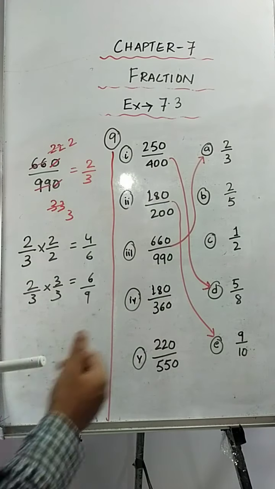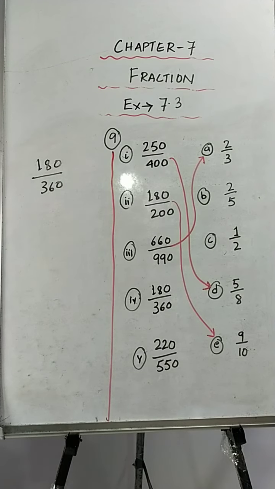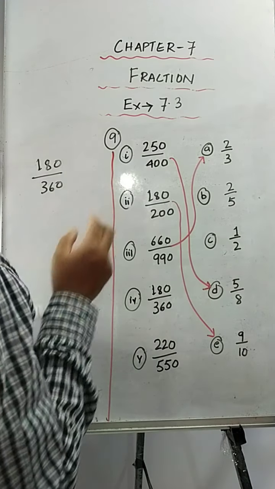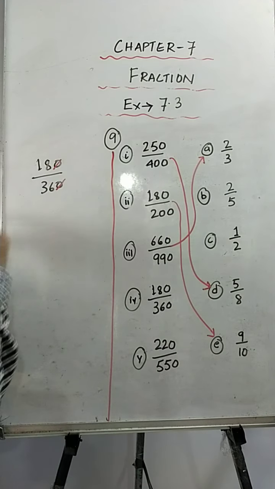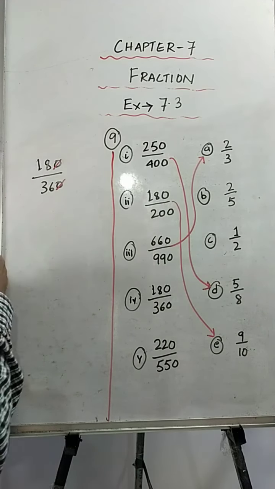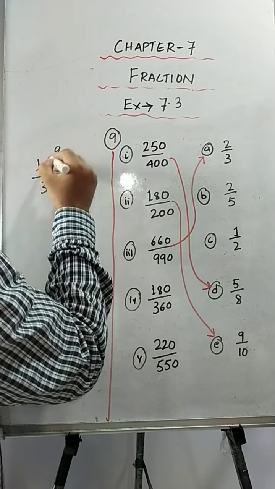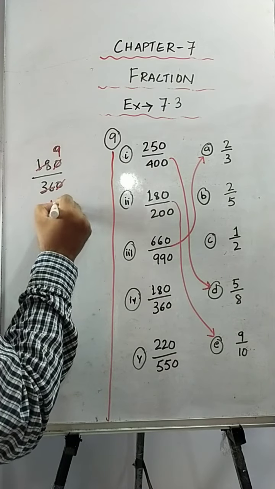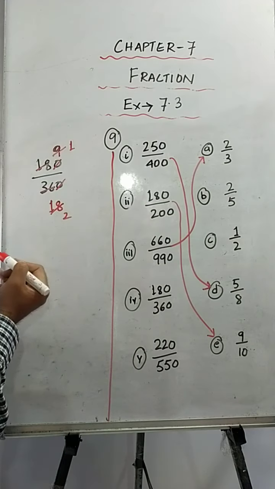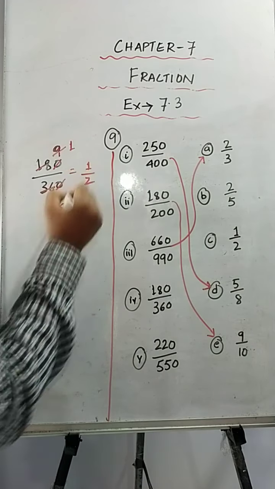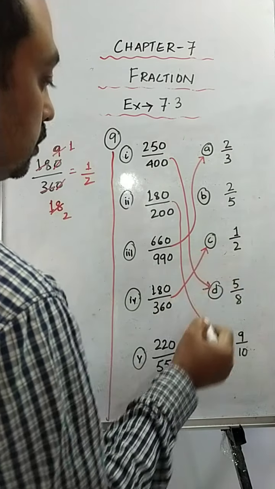Okay, now let's check what is the option for 180 by 360. So 180 by 360 means we have to again reduce the zeros, isn't it? Reduce the zeros. Now we can easily reduce these two numbers with 9. That is 2 9s are, sorry, 2 9s are 18, 2 18s are 36. Again it can be reduced by 9 also. 9 1s are 9, 9 2s are 18, isn't it? So answer is what? 1 by 2. So where is 1 by 2? So here is 1 by 2. So this is the answer, 1 by 2.